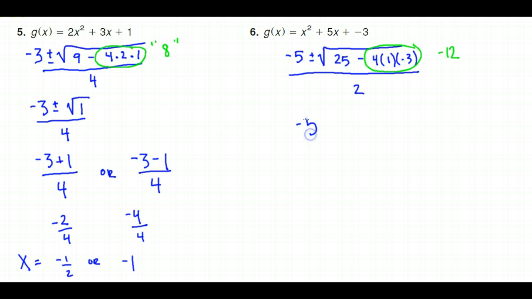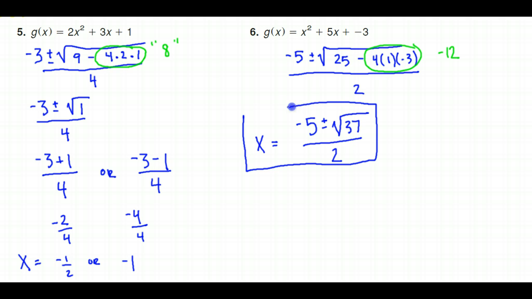So negative 5 plus or minus the square root of 37 all over 2. Okay, 37 is prime, so there are no factors of 37 that we're going to be able to pull out and simplify. So this is as simple as you can get, a simplified radical form. So you can just leave it, if it does not simplify, as x equals negative 5 plus or minus the square root of 37 over 2. So there are your two solutions for 5 and 6.